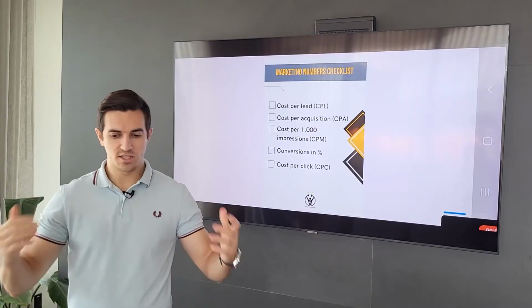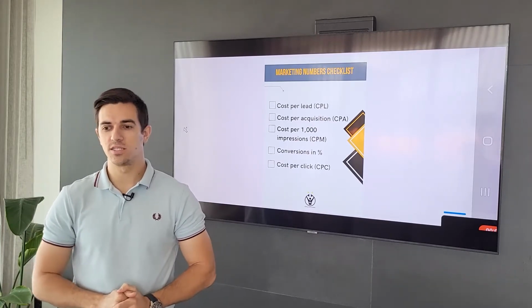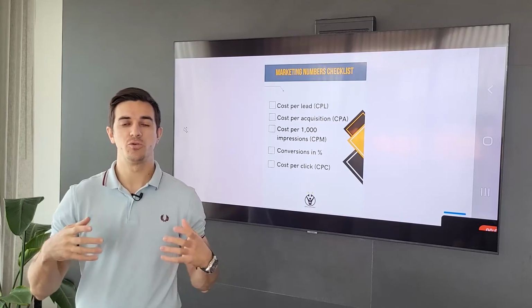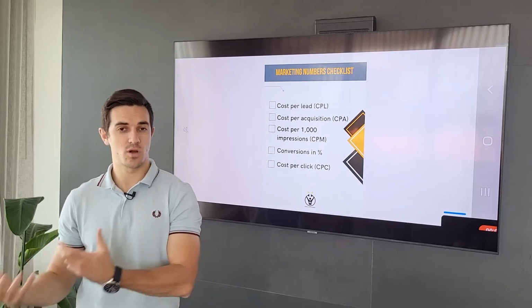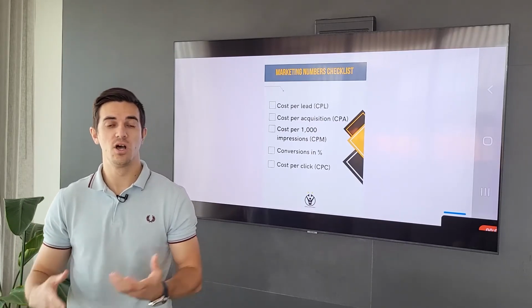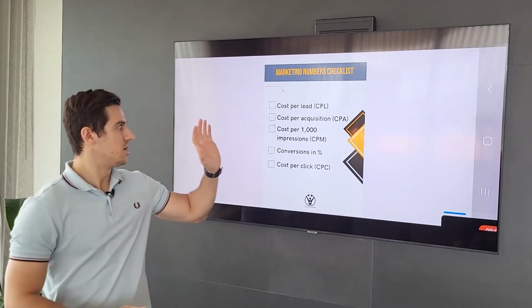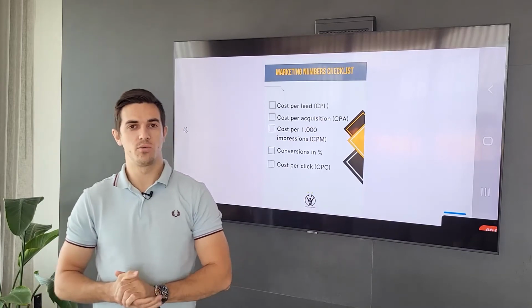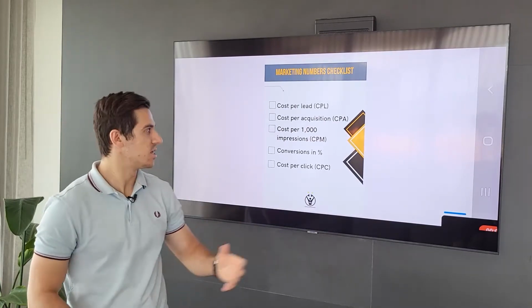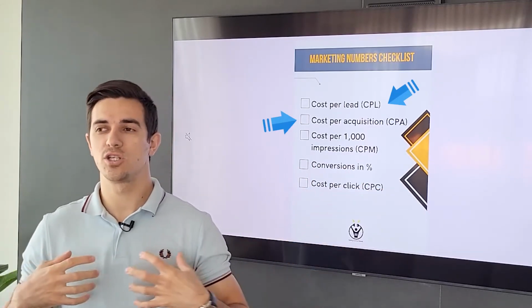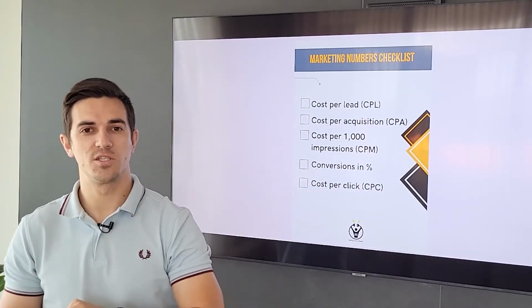So let's say every single time we launch different campaigns, we always look at certain numbers in order to understand if the campaign is working well enough, if the campaign is profitable for our customers or for us, right? So we want to know how much is the lead, what's the cost per lead, what's the cost per acquisition. The cost per acquisition is how much it costs us to acquire that specific customer.